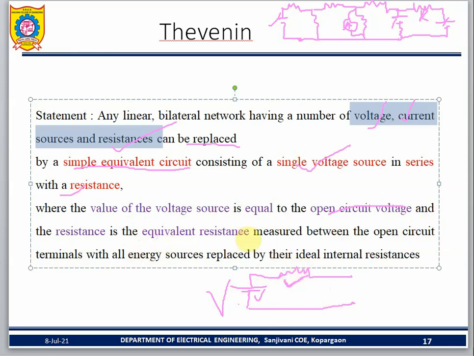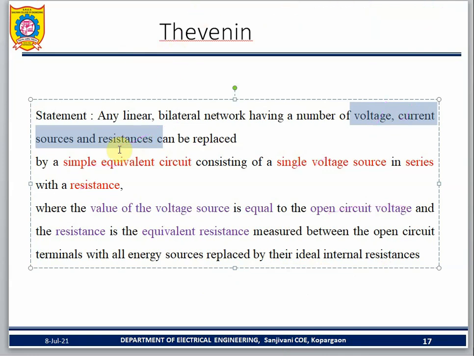How do you measure the equivalent resistance? Step number 2: measure it between the open-circuited terminals, with all energy sources replaced by their ideal internal resistance. This is called Thevenin's theorem. That's all.